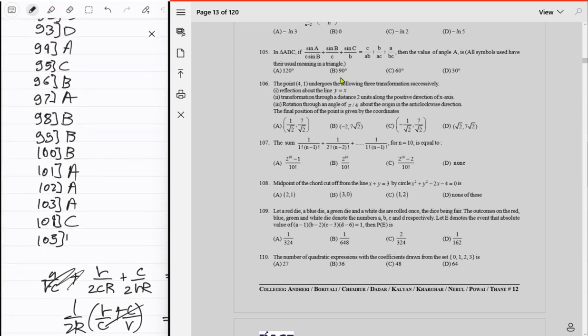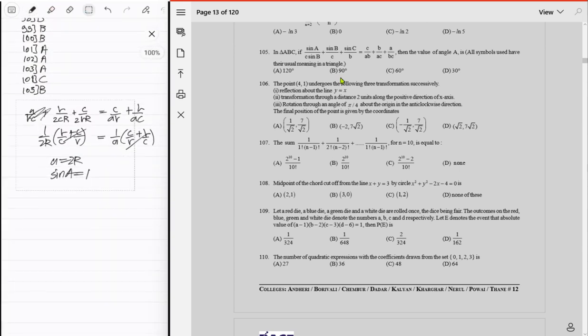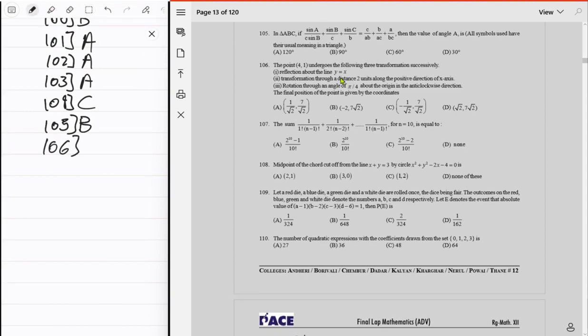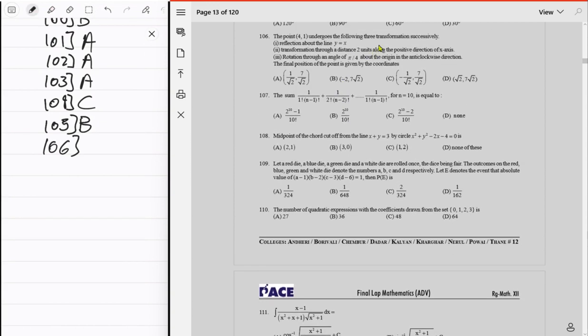Next question. 106. The point 4 comma 1 undergoes the following three transformations successively. First, reflection about y equal to x. So what we have to do is find the final position of the point, right? Okay, cool. So after the first, what will happen? 4 comma 1 becomes 1 comma 4.